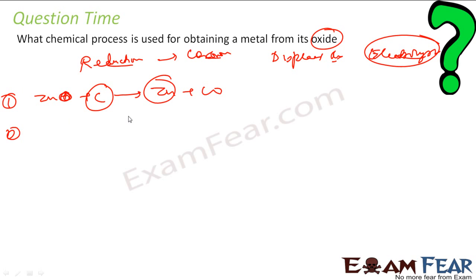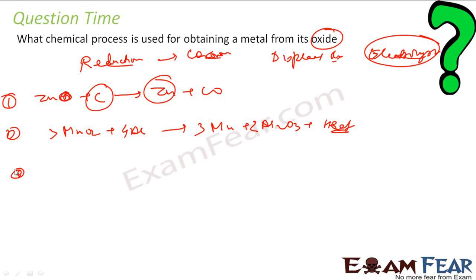Second case, we use a displacement reaction. For example, you have MnO2. You react it with aluminum. You get Mn plus Al2O3, plus heat. So we can balance this. We can make it 3MnO2 plus 4Al gives 3Mn plus 2Al2O3. This is a balanced reaction.